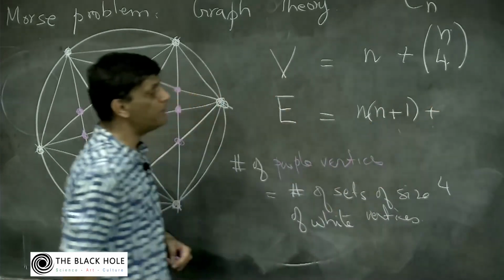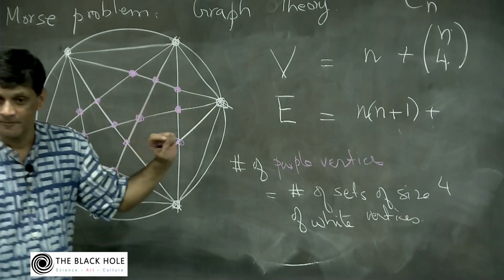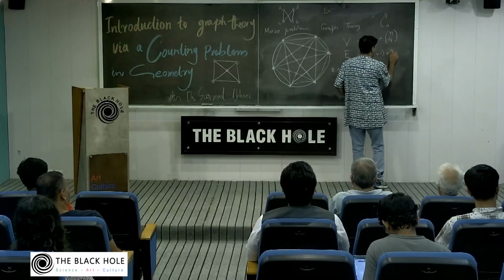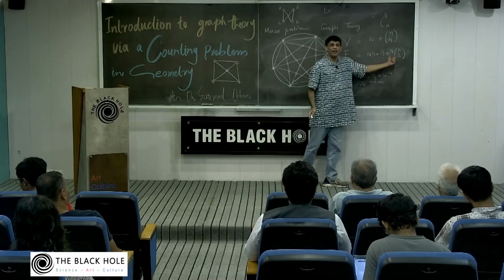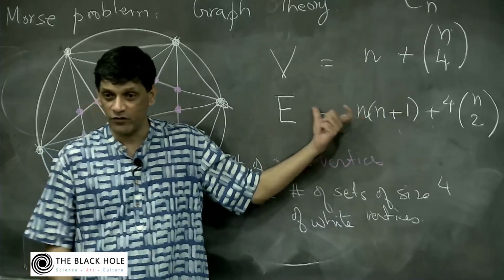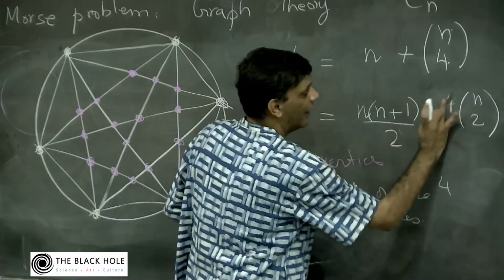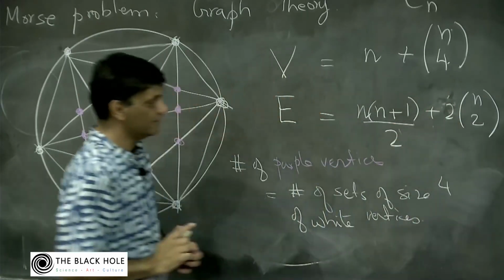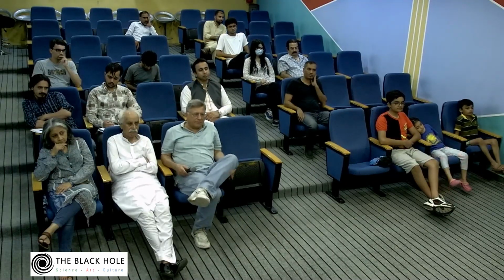I'm summing up the degrees, then I'll divide it by 2. Plus, what about the purple vertices? They all have degree 4. So it's 4 times n choose 2. But remember, the sum of the degrees is twice the number of edges, so I have to divide this by 2. So I get over 2 here, and this becomes a 2. Now my Moore's problem is almost done.